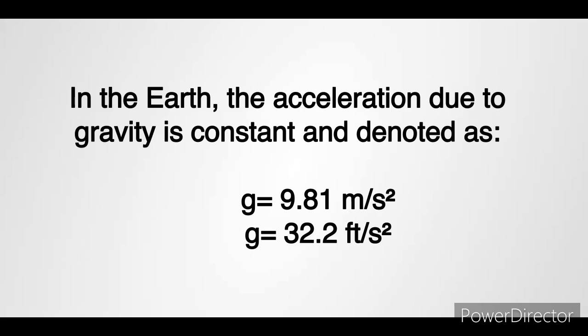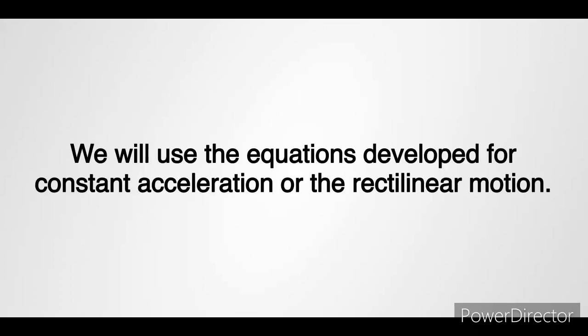On Earth, the acceleration due to gravity is constant and denoted as g, equal to 9.81 meters per second squared in terms of meters and 32.2 feet per second squared in terms of feet. For the formulas and equations, we will use the equations developed for constant acceleration or direct linear motion.